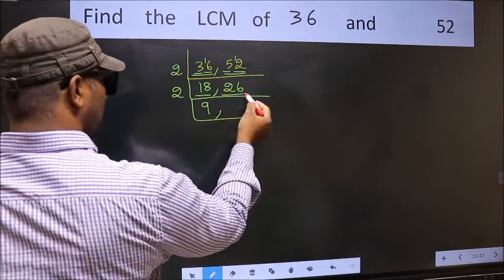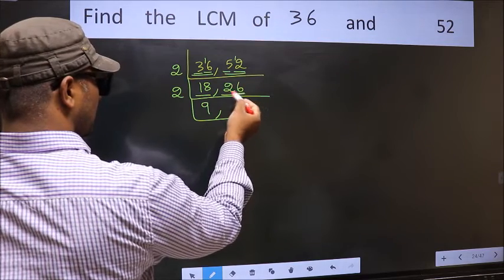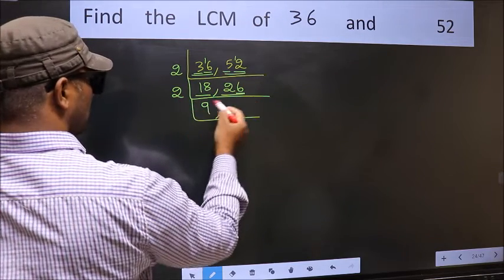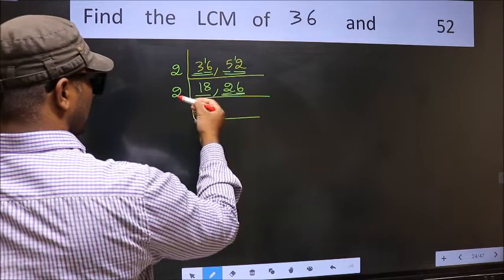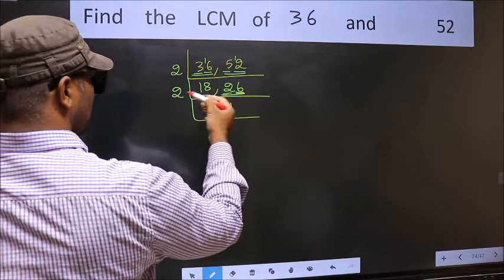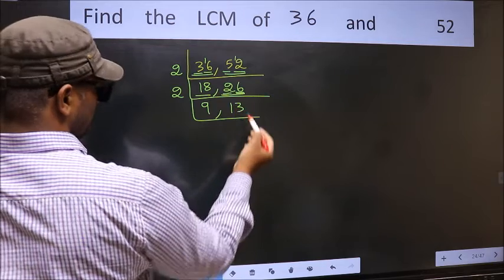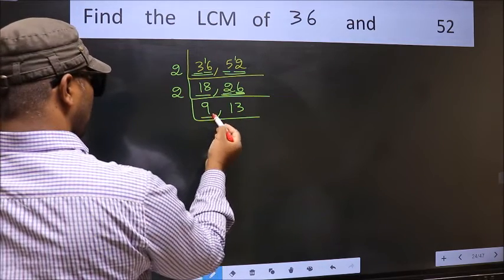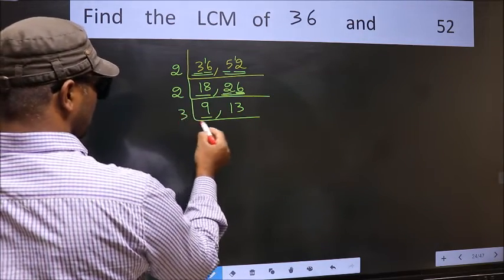The other number 26, last digit 6, even, so this is divisible by 2. First number 2, when do we get 2 in 2 table? 2 1s 2. The other number 6, when do we get 6 in 2 table? 2 3s 6. Now here we have 9, 9 is 3 3s 9.